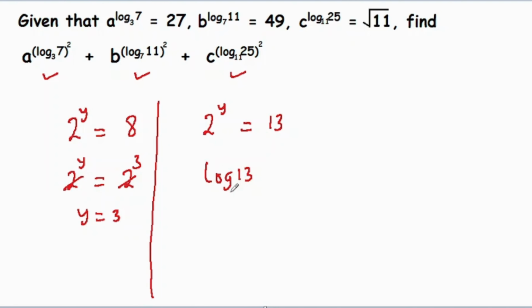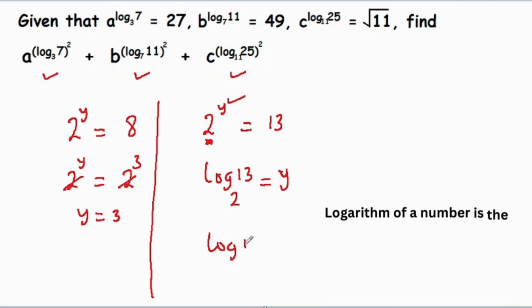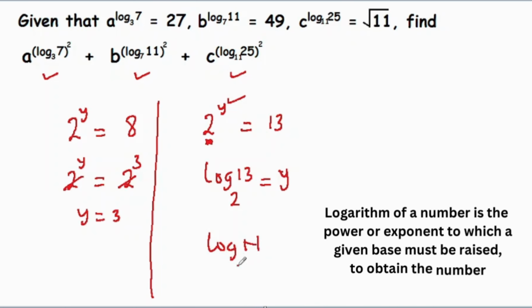Logarithm of 13 to base 2, this base. The log of 13 to base 2 is going to give us the exponent that we are looking for, which is y. Y is the exponent that we are looking for. So then you put your y here. Good. So what's logarithm? The logarithm of a number to a particular base, let's say b, is equals to the exponent or the power to which that base must be raised to, which is b, so as to give us n, which is the number.